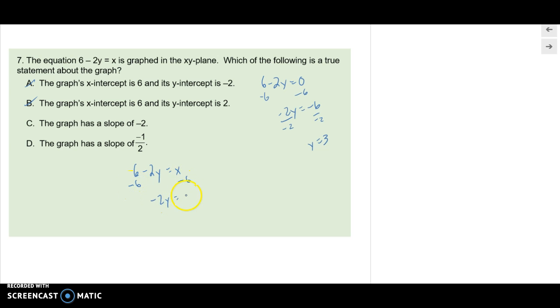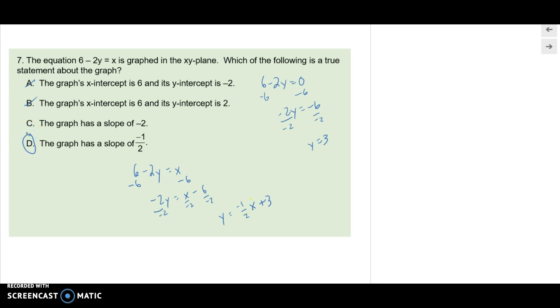Negative 2y equals x minus 6. And just remember that x is a 1x. Next step is I'm going to divide by negative 2. And again, 1 divided by negative 2 is negative 1/2. And negative 6 divided by negative 2 is positive 3. So the slope then would be negative 1/2.